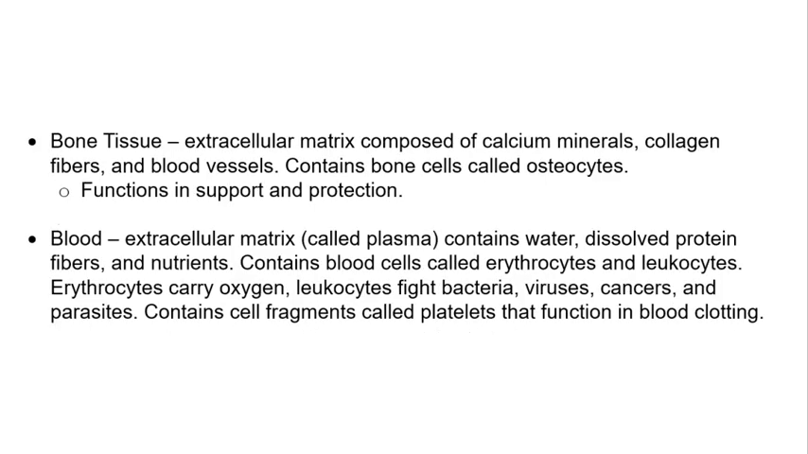Bone tissue consists of an extracellular matrix that is composed of calcium minerals, collagen fibers, and blood vessels. The cells of bone tissue are referred to as osteocytes, and bones function in support of the body in addition to protecting delicate organs. Blood is a connective tissue in which the extracellular matrix, which is called plasma, is mostly water. It does contain some dissolved protein fibers and nutrients.